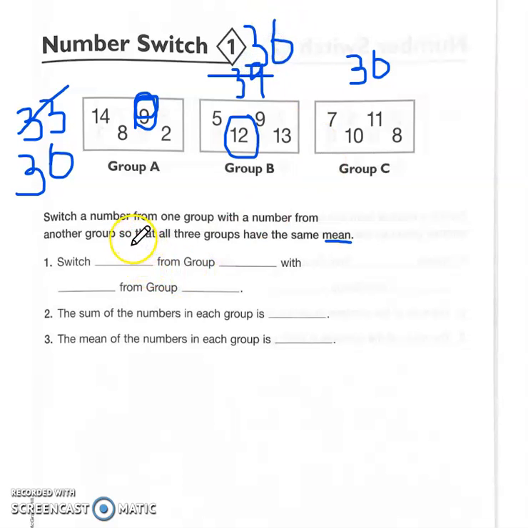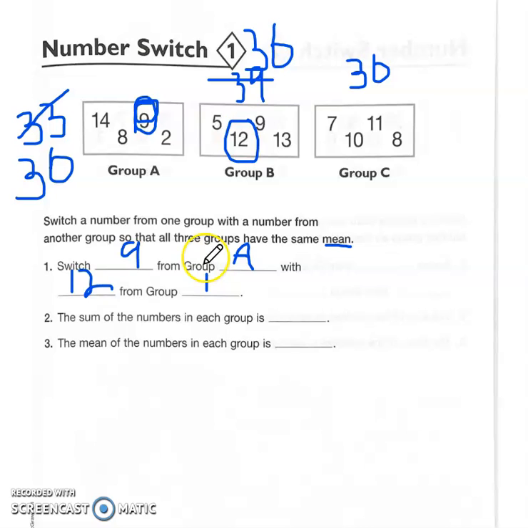So I'm going to switch 9 from group A with 12 from group B. That gives me my change that I need there. Ooh, well, that's a B. We'll call that a B. So now that I've done that change, all 3 groups have the same sum. And that's 36.